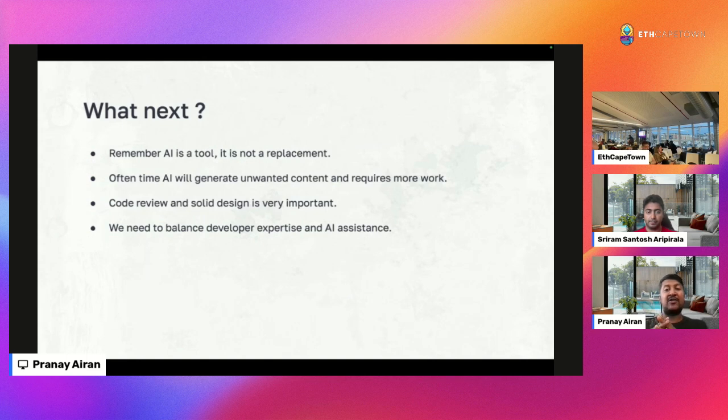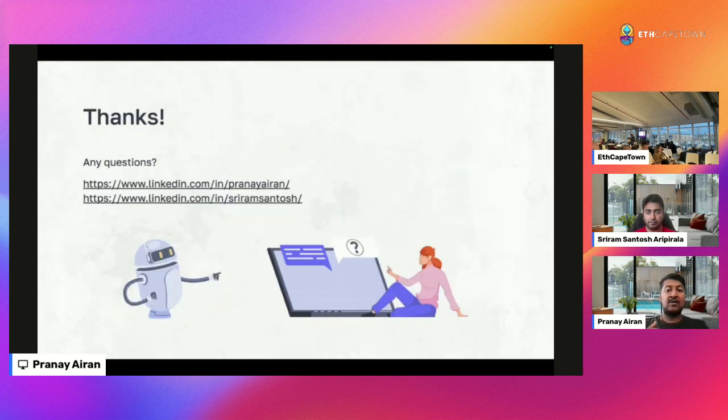Oftentimes, AI will generate unwanted content, right? It will just hallucinate and generate APIs that don't exist and require more work. Effective code review and solid design are very, very important even with AI. And we need to certainly balance developer expertise with AI assistance. So use AI as your companion, but not as a replacement. Thank you.